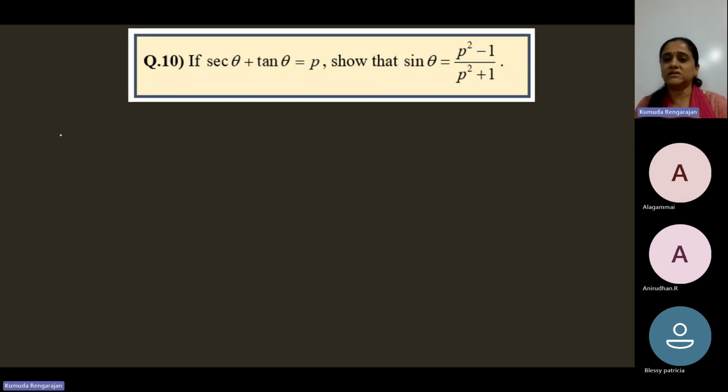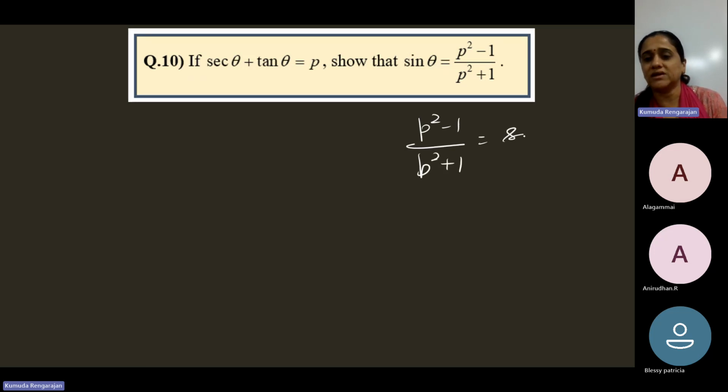So show that sine theta is equal to p square minus 1 by p square plus 1. Read it like this: show that p square minus 1 by p square plus 1 is equal to sine theta. The question can be given like this also, as it is given here. You read it like, show that p square minus 1 by p square plus 1 is equal to sine theta.